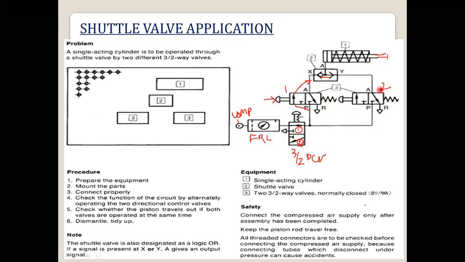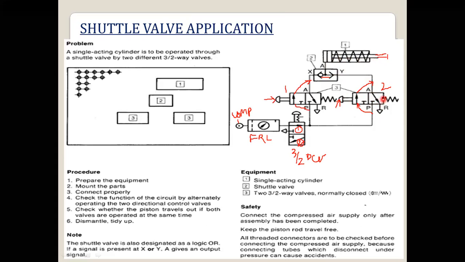Then similarly, when I operate DCV2, when I apply the pressure on the DCV2 push button, the flow will be from P to A, then A to Y, then from Y it will go to the A. Then the cylinder will extend.